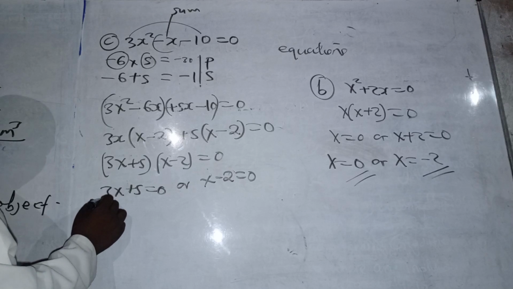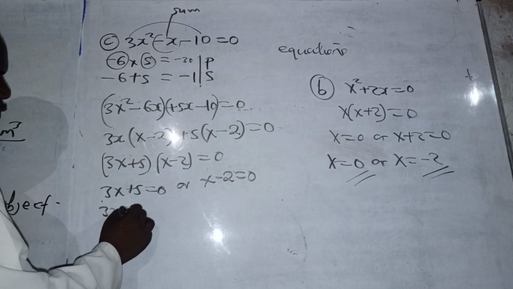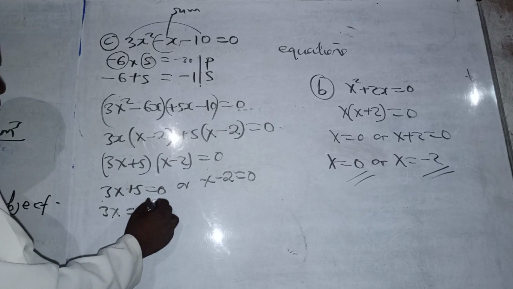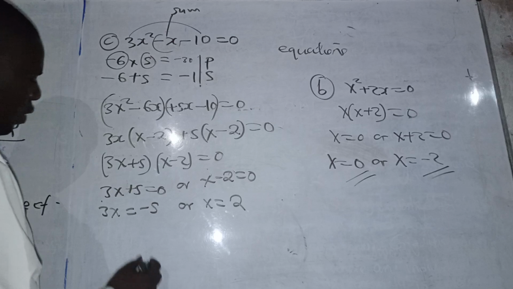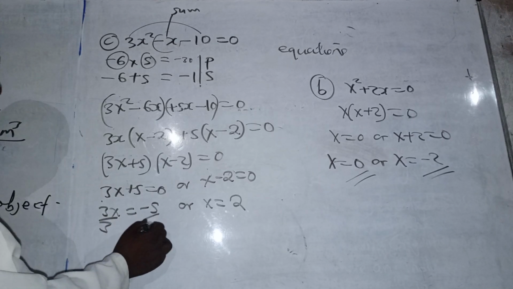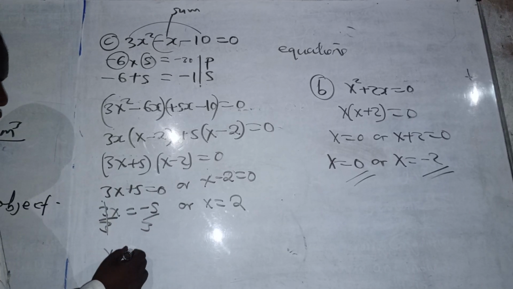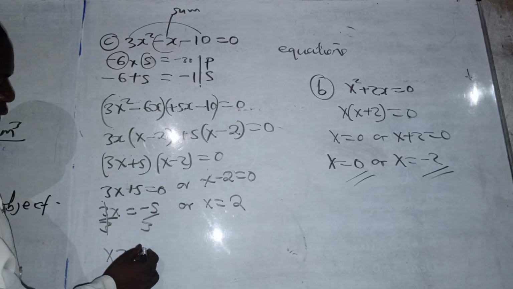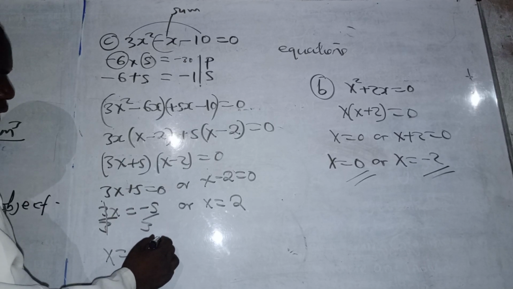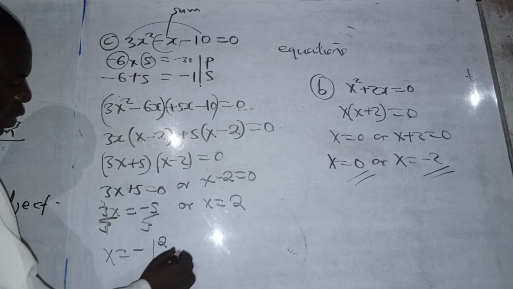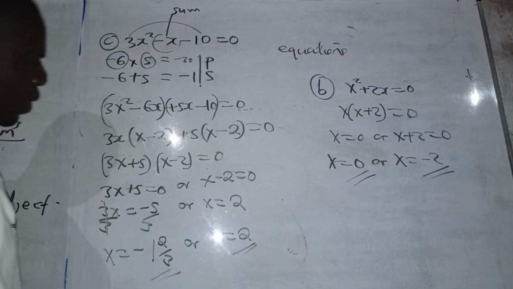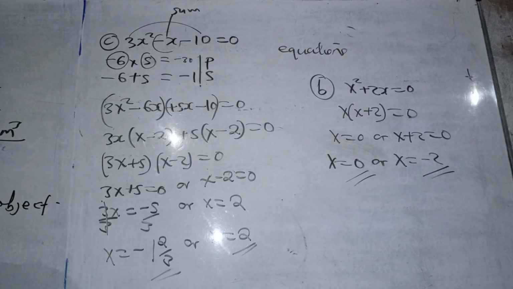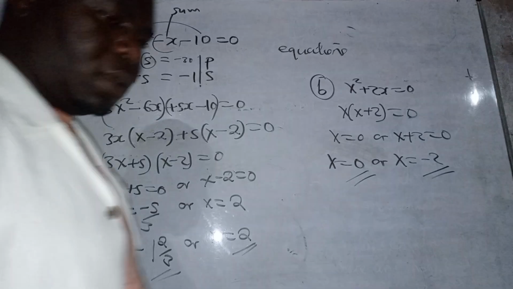So 3x is equal to, this 5 will go this side, so to be negative 5, or x is equal to 2 here. So over 3, you cancel. So x is equal to negative 5 over 3, or x is equal to 2. So these are the final answers. Hope it's very much clear.